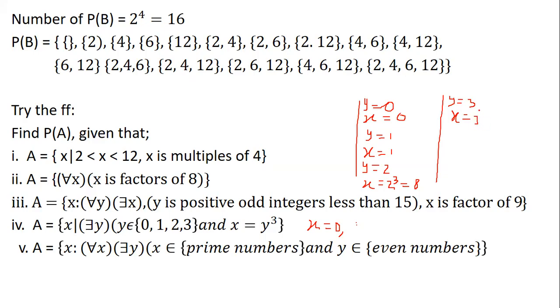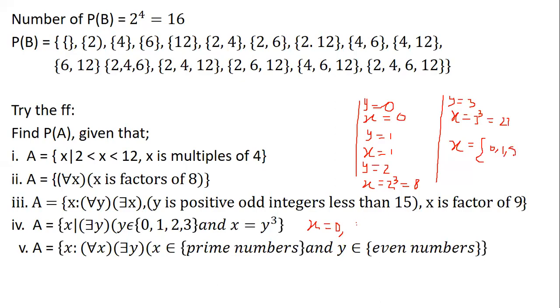Then with this, we can now get the set of X. What's the set of X now? 0, 1, 8, and 27. Good. So the set of X is now equal to the set of 0, 1, 8, and 27. So now this has become the set of X.